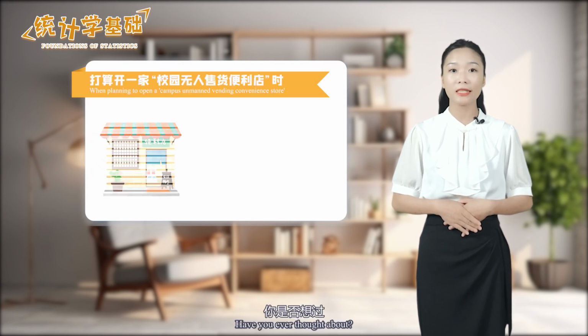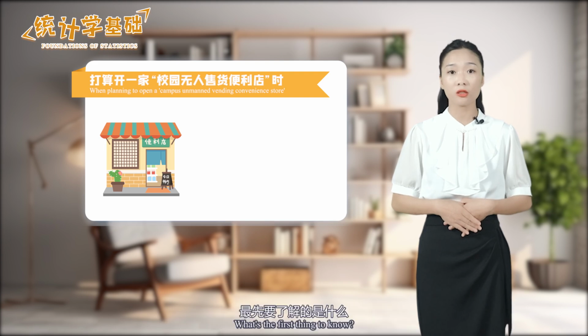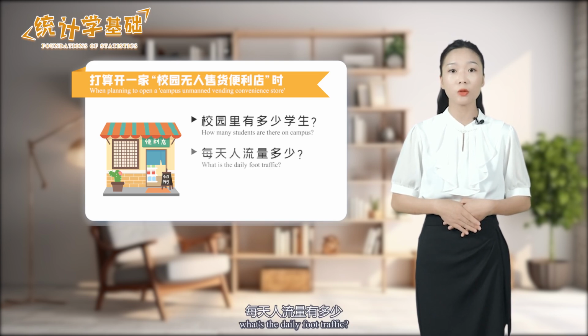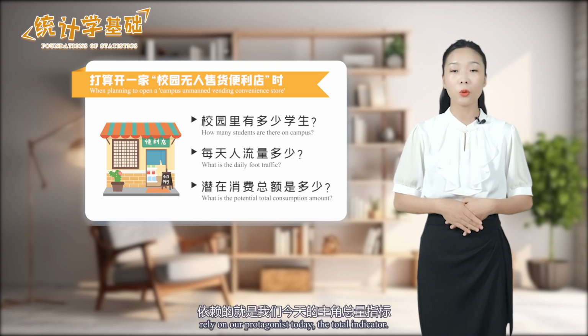Have you ever thought about, when you plan to open an unattended convenience store on campus, what's the first thing to know? How many students are there on campus? What's the daily foot traffic? And the total potential consumption? Behind these key data, we rely on our protagonist today, the total indicator.